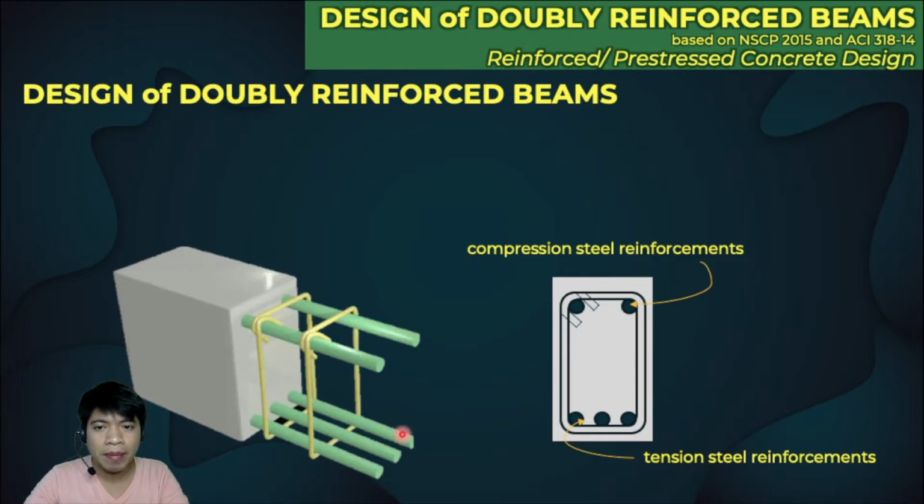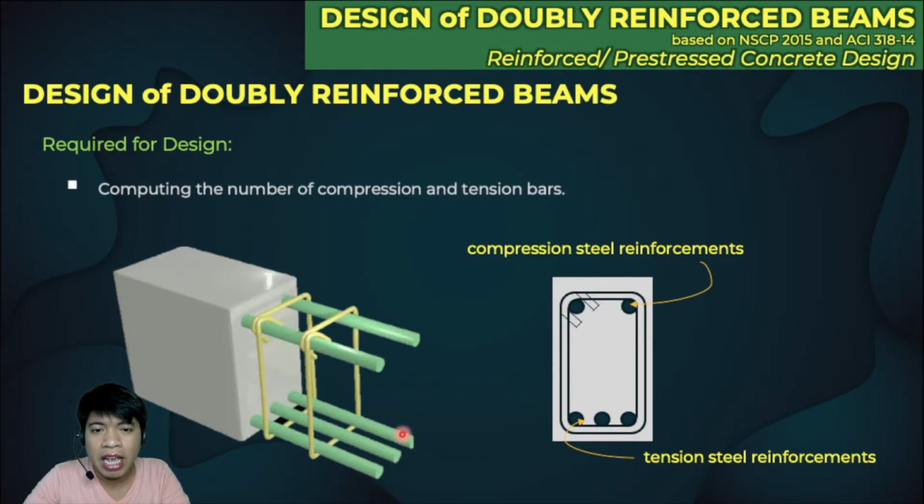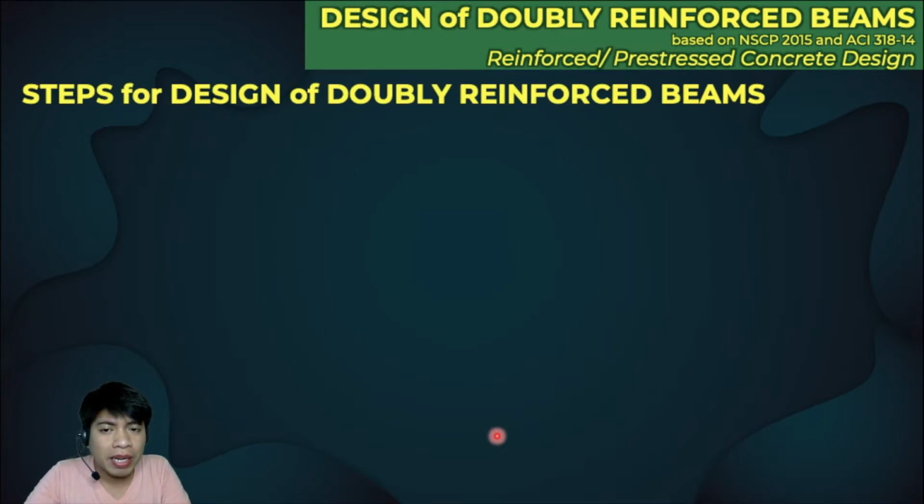Okay, so dito na tayo guys, sa pag-design ng doubly reinforced beam. So usually, ang hinahanap natin guys, kapag nag-design tayo ng isang doubly reinforced beam, is yung number of compression and tension bars. So kailangan, ang final natin na computation dito is makuha natin kung ilan yung kakailanganing compression bars and kung ilan yung kakailanganing tension bars. So ano-ano nga ba guys yung mga steps para makapag-design tayo ng beams na doubly reinforced?